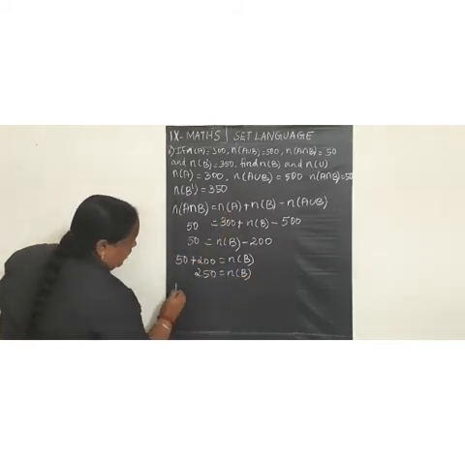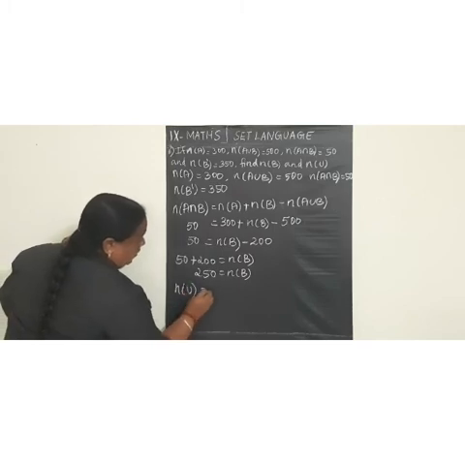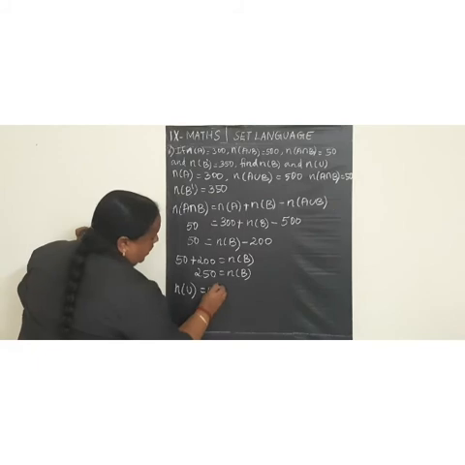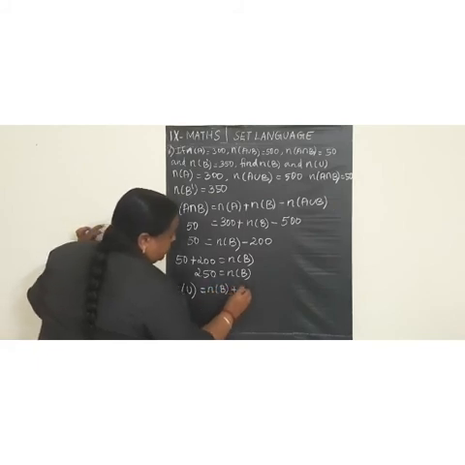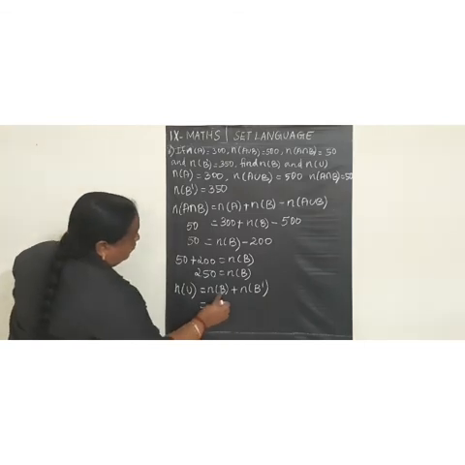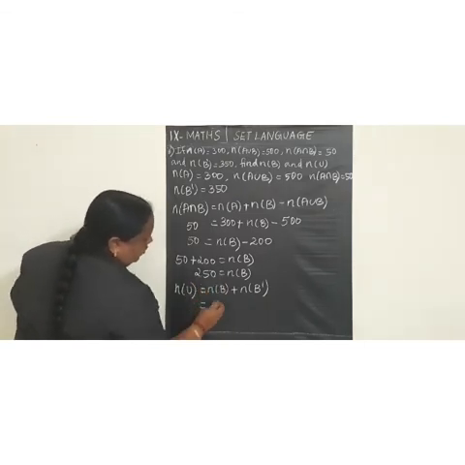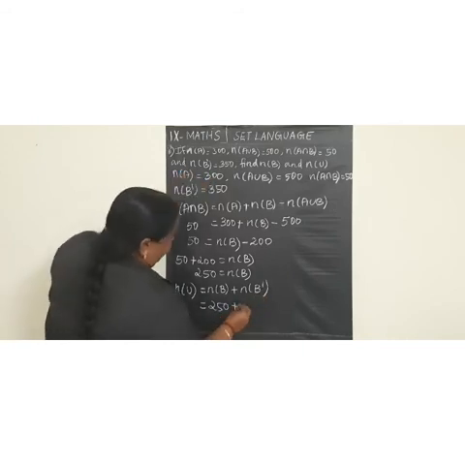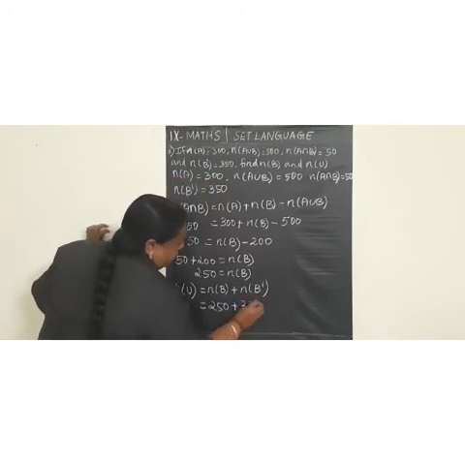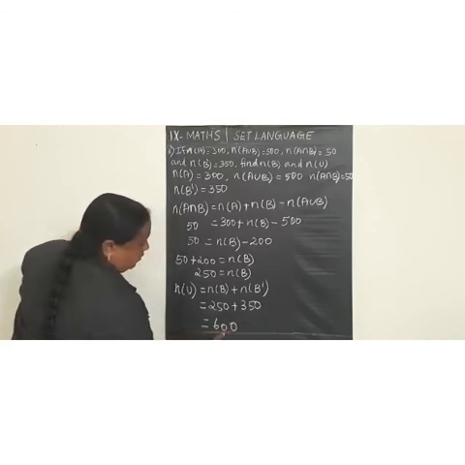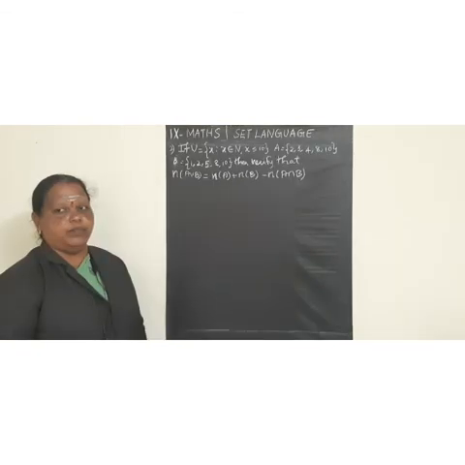Next we have to find n of U. Here they have given n of B dash. So we have to write n of B plus n of B dash equal to, n of B is what we found, 250, plus n of B dash they have given here as 350. So when we add this, 250 plus 350, 600. So n of U is equal to 600.